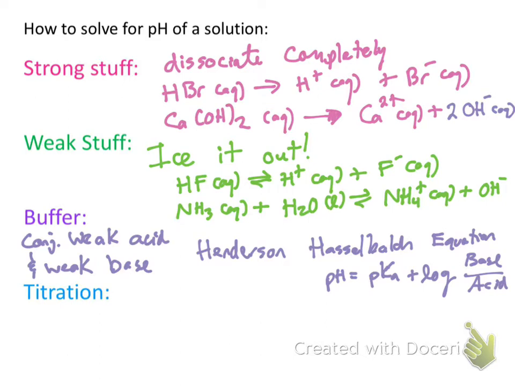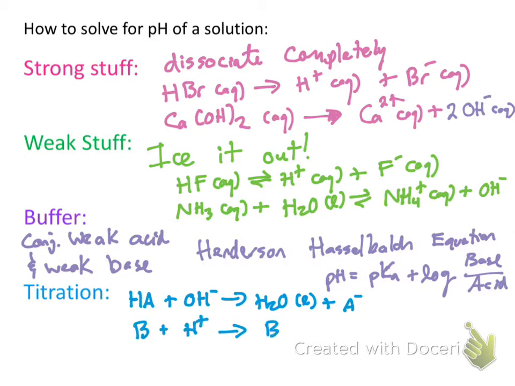We can have a weak acid, Ka, and titrate in a strong base like hydroxide. It's going to form water and the conjugate base. Cool. We can have a base and titrate in a strong acid. Doesn't matter what the strong acid is, to form the conjugate acid. Also cool. Or we can have a strong acid and a strong base, and they are going to react with each other to form water. They're going to completely neutralize each other.